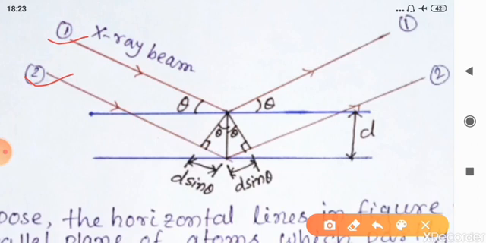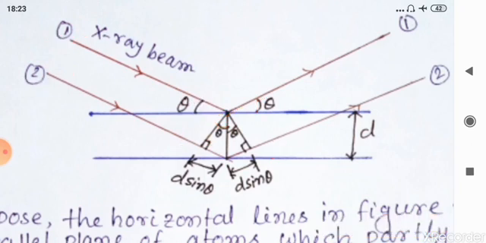Let's say the angle between the incident ray and the atomic plane is theta, and according to Snell's law this angle must also be theta. Since ray 1 and ray 2 are parallel, this angle is also theta, and this is also theta. So if this angle is theta, then this angle must be theta because this is 90 degrees.